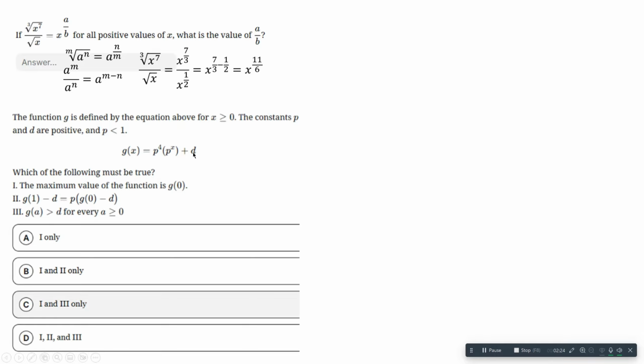Now, for g of a greater than d: for every positive a, g of a equals p to the 4 times p to the a plus d, which equals p to the 4 plus a plus d. For p positive and a positive, p to the 4 plus a is also positive, and therefore g of a is greater than d. So for this multiple choice, I think D is the correct answer.